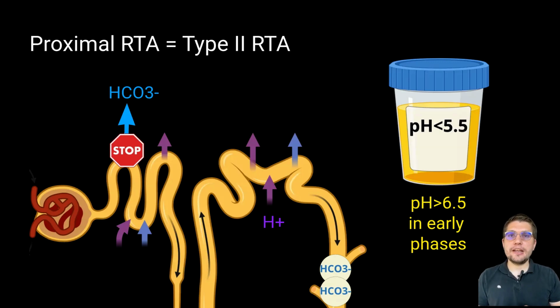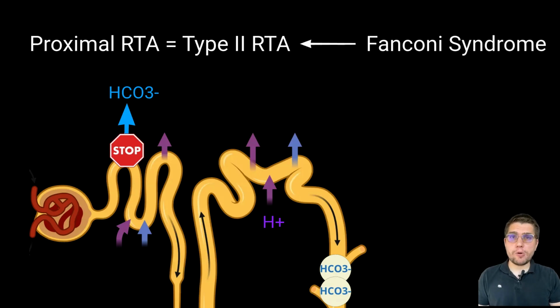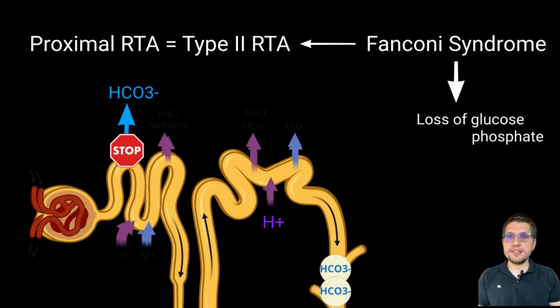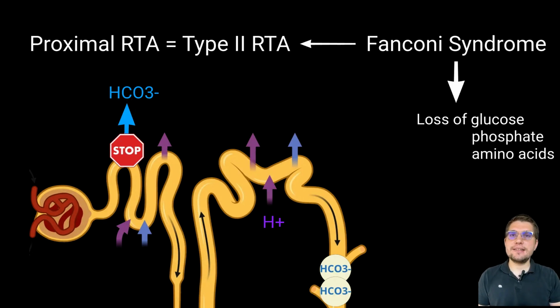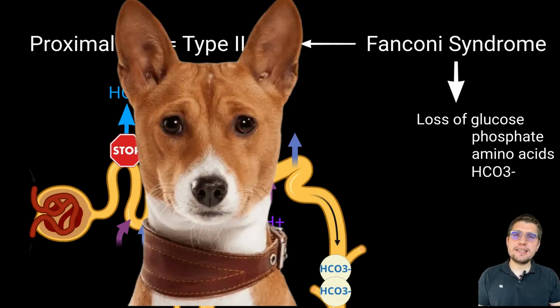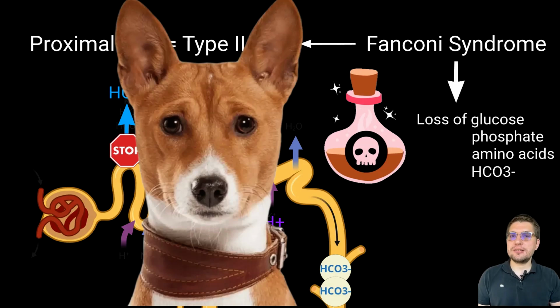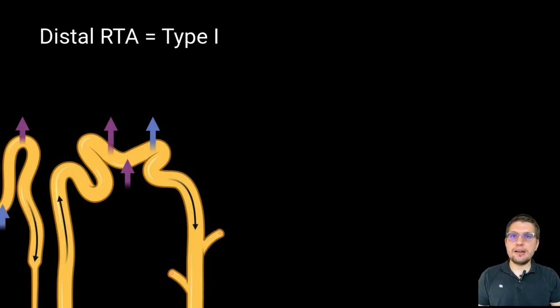Proximal RTA can occur by itself or as part of a broader condition called Fanconi syndrome, characterized by loss of glucose, phosphate, amino acids, and bicarbonate in urine. In veterinary medicine, Fanconi syndrome is often seen in Basenji dogs or acquired from certain toxins and drugs. The second type is distal RTA or type 1 RTA.